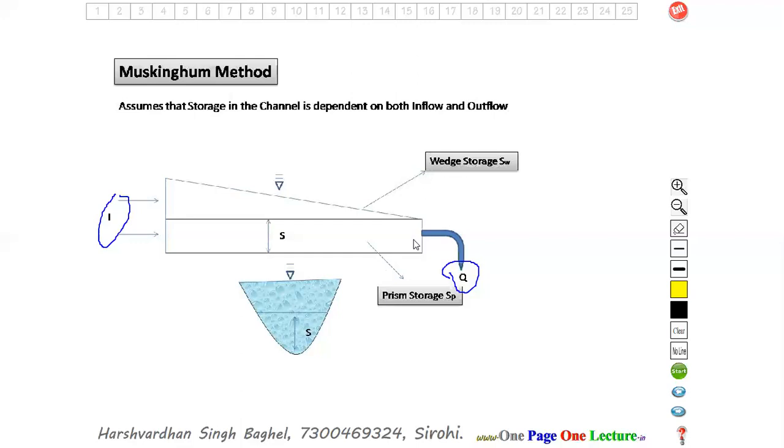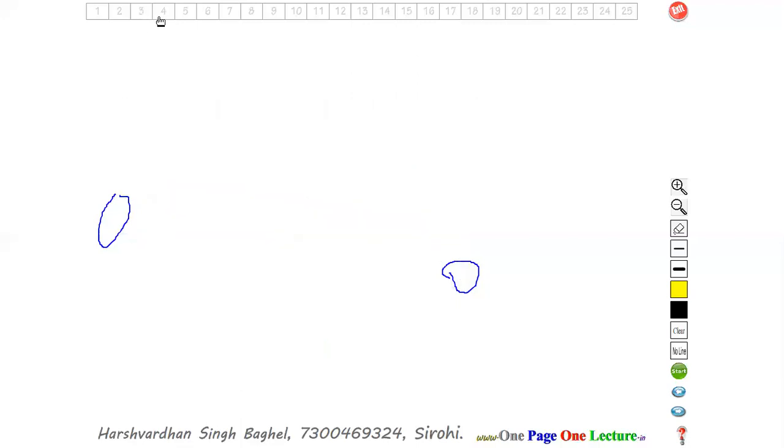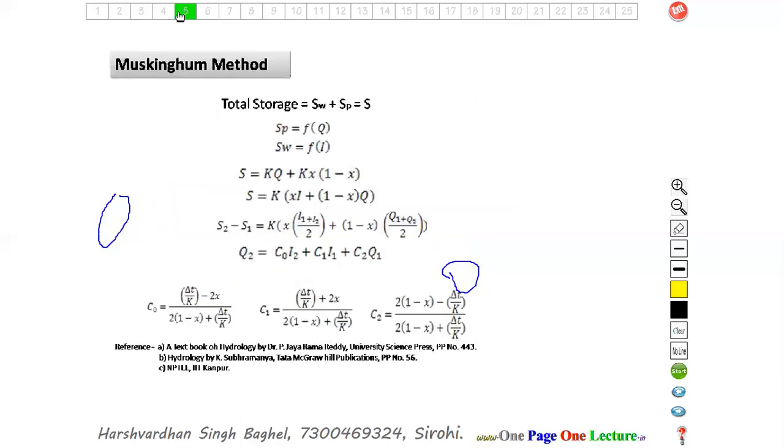So it assumes that the storage in a channel is dependent both on inflow and outflow. If we consider the channel section like this, we can say that it has a prism, so it is known as the prism storage. The top surface has a longitudinal slope, so it is known as the wedge storage. So in the Muskingum method, the total storage will be the wedge storage and the prism storage.